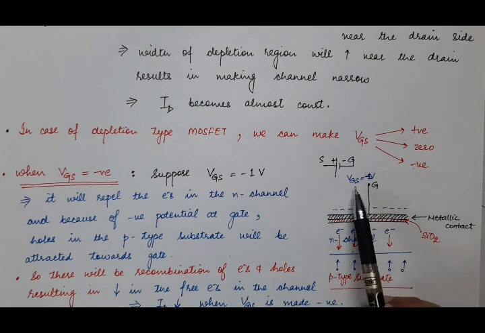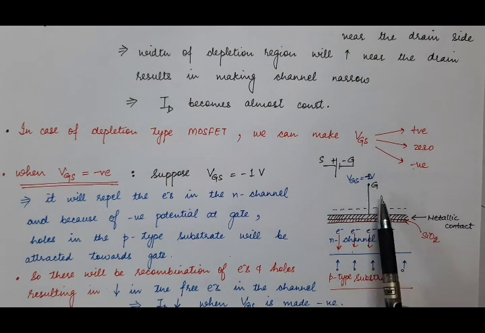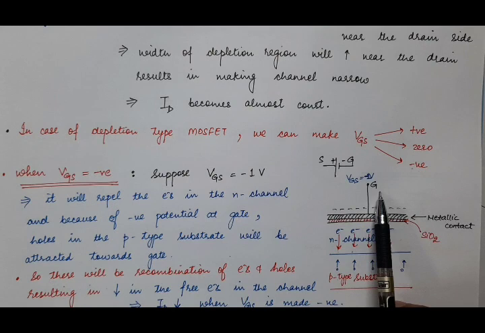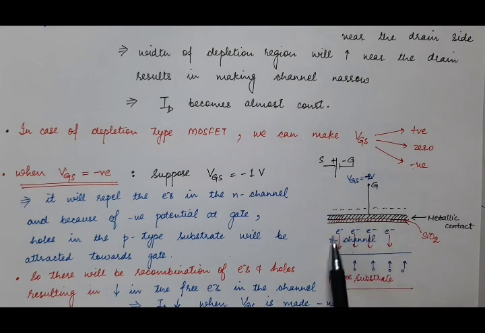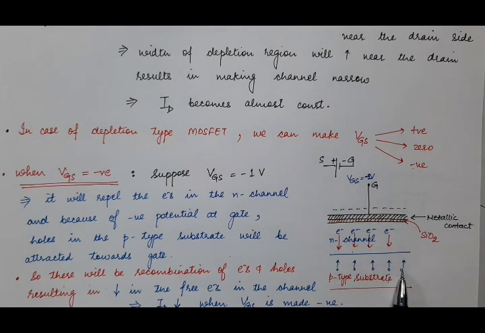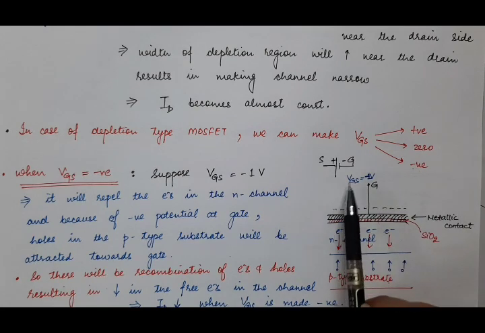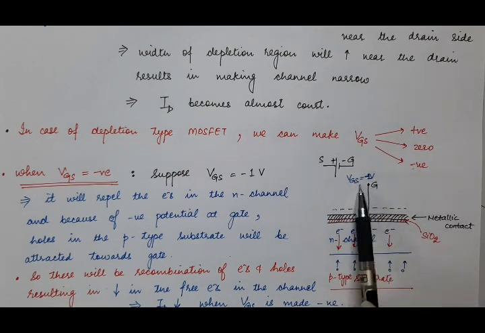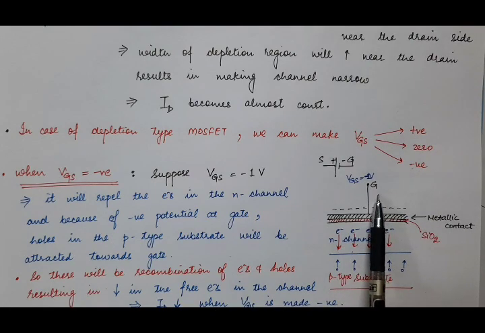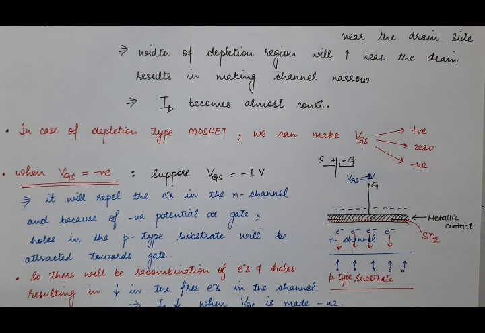And if you keep on increasing this negative biasing voltage at the gate terminal, then it will keep on repelling more and more electrons from this n channel towards the substrate, resulting in more and more recombination with holes, resulting in very few free electrons present in the n channel for conduction, which results in a decrease in drain current. So by increasing negative bias at the gate terminal, drain current decreases. You can read here.